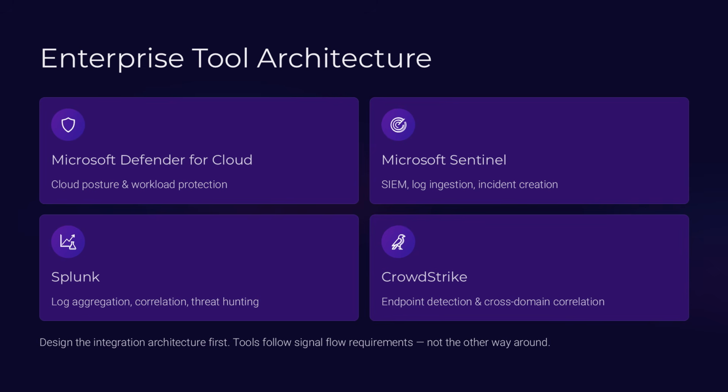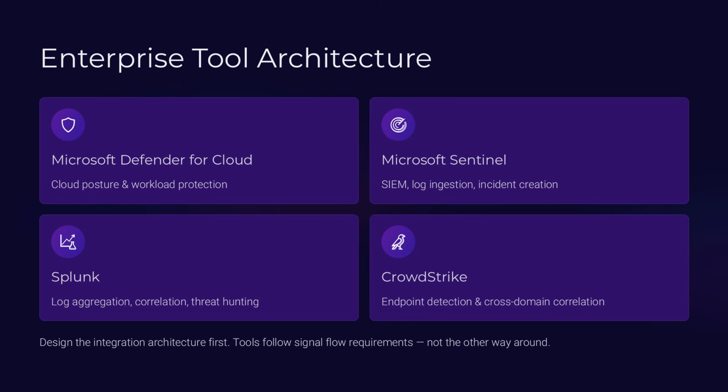Now that you understand the functional alignment, let us position the tools mentioned in this lecture within a coherent enterprise architecture. Microsoft Defender for Cloud supports cloud posture management and workload protection, providing a foundation for monitoring cloud resources that host artificial intelligence pipelines and model endpoints. Microsoft Sentinel supports security information and event management and orchestration, enabling log ingestion, correlation, incident creation, and response workflows that include artificial intelligence relevant telemetry.